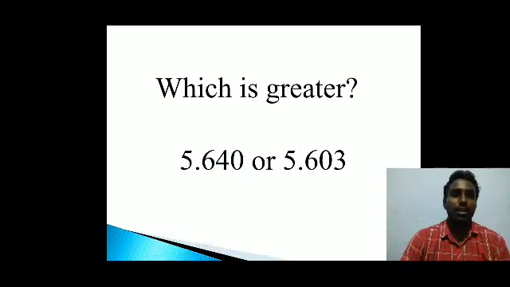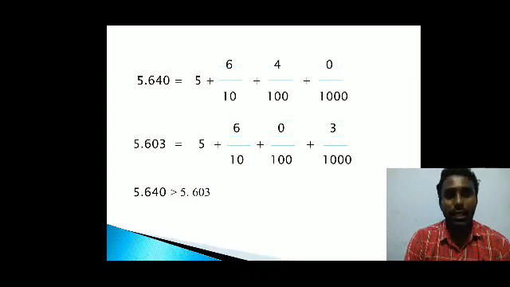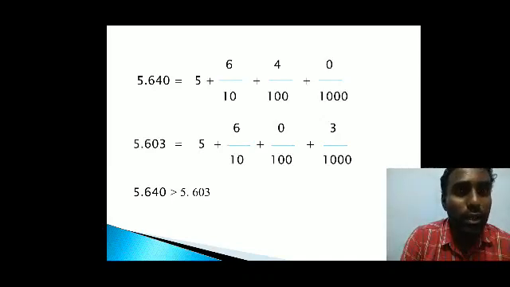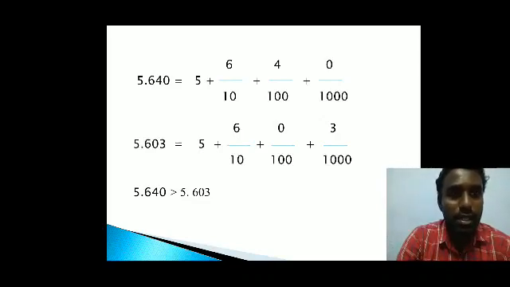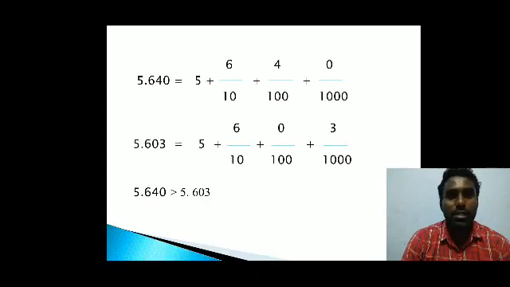Next one, which is greater, 5.640 or 5.603? Okay, same way, look at 5.640. We can write it as 5 whole number plus 6 divided by 10 plus 4 by 100, that's the 100th place. Next 0 by 1000. Next one, 5.603, is 5 plus 6 by 10 plus 0 by 100 plus 3 by 1000, right? So 5.640 will be greater.